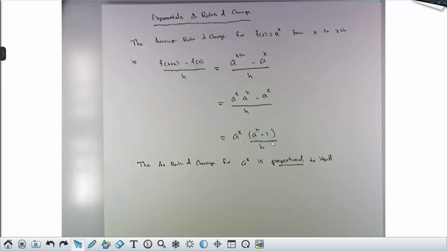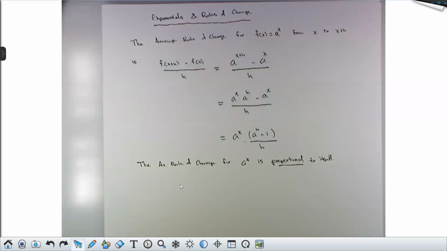But that's a calculus thing. We're not here to spend time on that. I just wanted to show you this algebra because this algebra is kind of what makes exponentials so special. They are functions whose growth rate is proportional to their current height. And there are many, many things in the real world that behave like that.